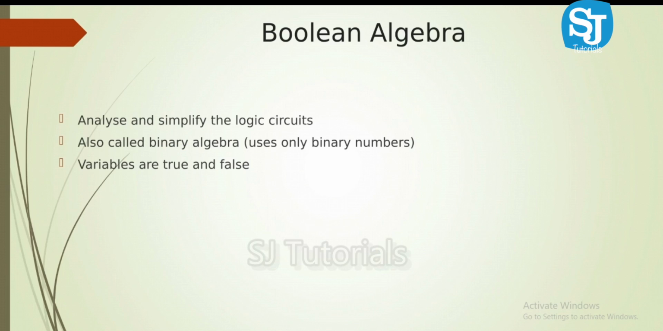The variables used are true or false. That means true means 1 and false means 0. The variables used in Boolean algebra are true and false. True means 1, false means 0.